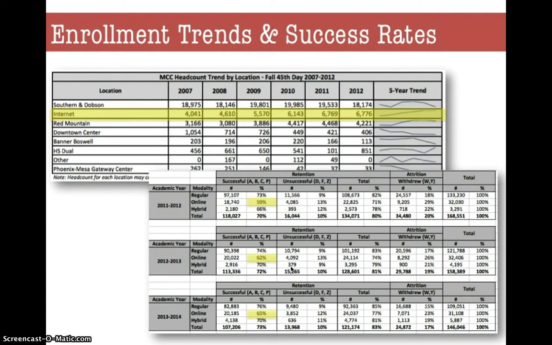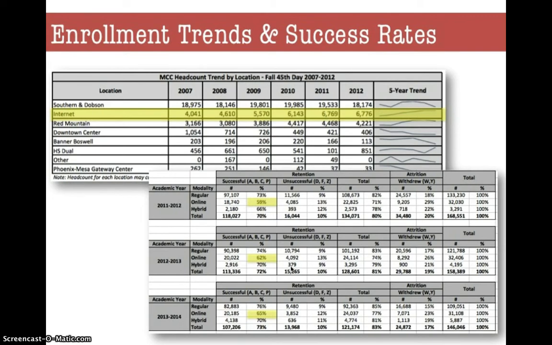Now, yes, we're making improvements, but what we're striving really strongly to do is make bigger improvements, because you can see that there is a success gap between online success and regular face-to-face or in-person classes. You can see that in 11-12, your regular classes have a 73% success rate, and ours was 59% in online. So there is a significant gap of between 7 and 10% based on modality. So we do have our work cut out for us.